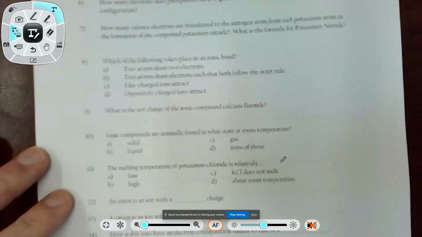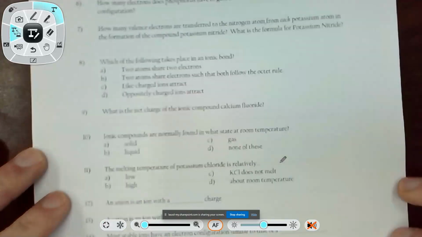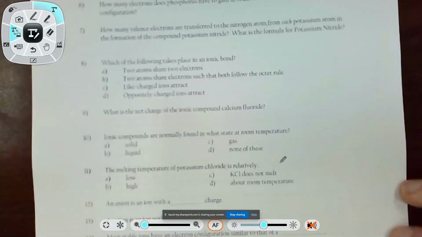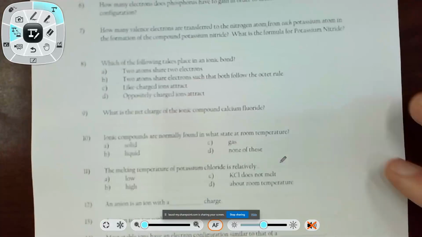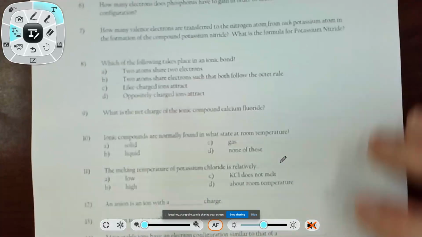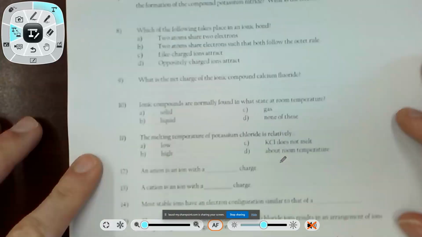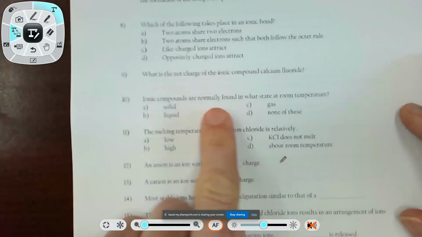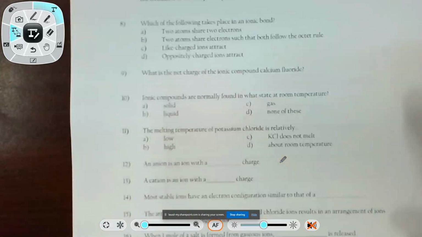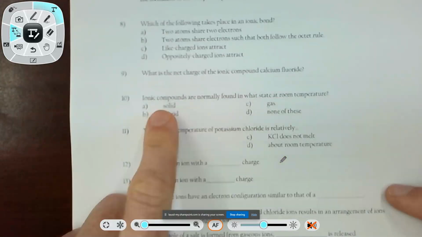Number 9, what is the net charge of the ionic compound calcium fluoride? The net charge of all ionic compounds is 0. So this is why they will form. They'll keep sticking to each other until the positive and the negative charges balance out. So it's 0. Number 10, ionic compounds are normally found in what state? Because ionic compounds consist of a very strong electrostatic attraction, it takes a lot of energy to break them apart. Ionic compounds are always solid at room temperature.